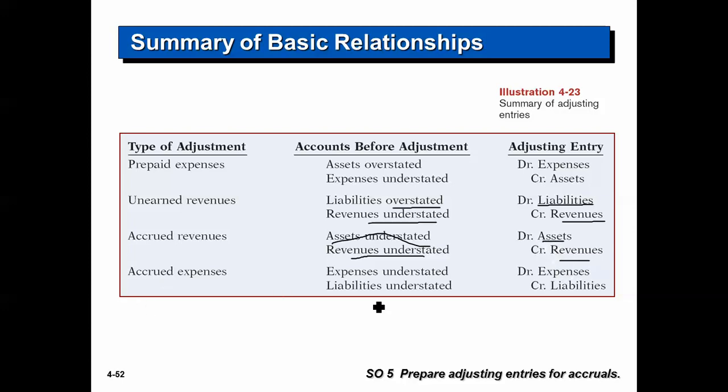Accrued expenses, it's the opposite. I debit the expense and I record the liability, and the liability is always a payable. And the asset up here for revenues is always accounts receivable. These are the adjusting entries that have to be made. Okay, that ends the first part of this, and then we'll do the second part.